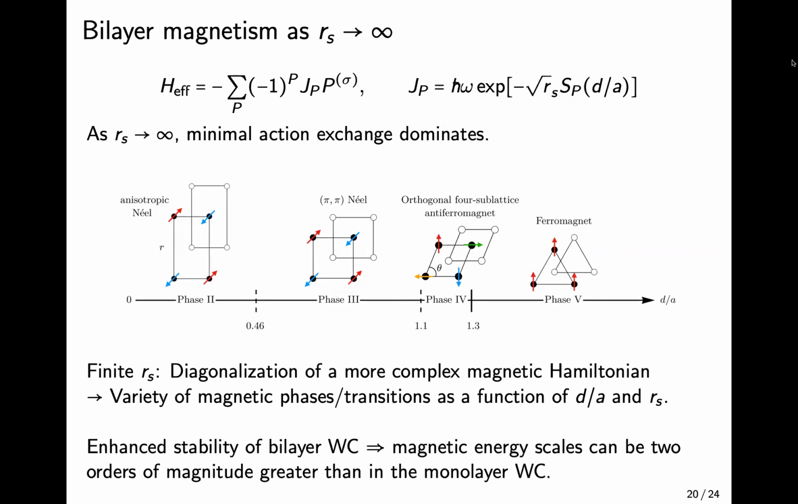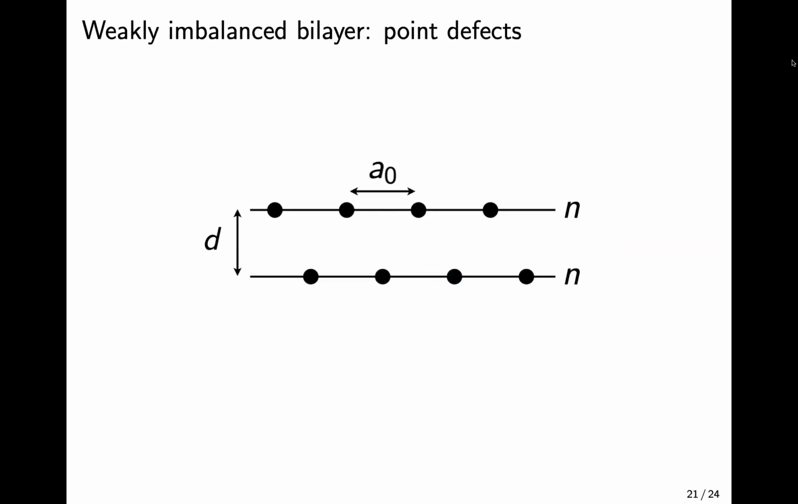And the other thing to note is that because this bilayer crystal is stable to higher electron densities, the magnetic energy scales, these J's, will all get a significant boost. And in fact, at intermediate interlayer separations, our estimates suggest that you can have exchange couplings that might be as much as 2 orders of magnitude greater than you get in a single layer. Okay, good. So this is the last part of my story.